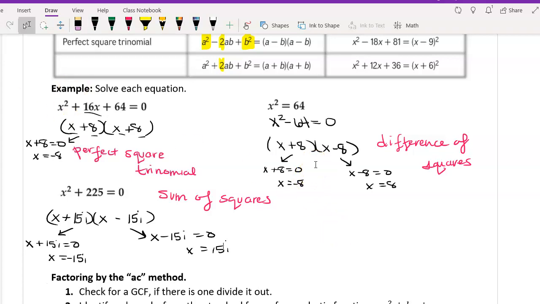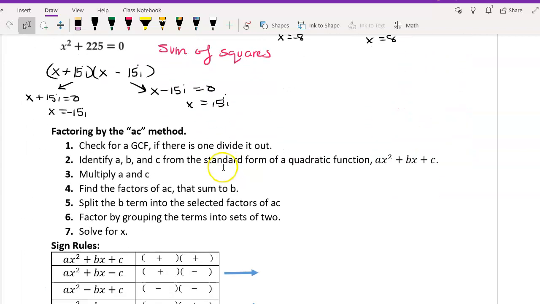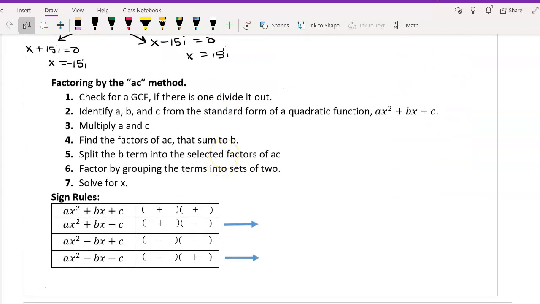Now, if you can't factor by a GCF, and you can't recognize whether it's a special case, we have what we call the AC method. And the AC method has lots and lots of steps. First thing, every single time you factor, you always want to check for that GCF. If there's one, divide it out.